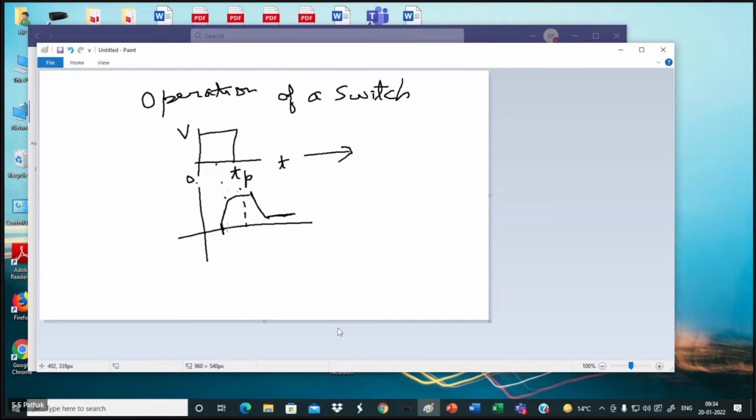What do you call these things? From here to here, this we call the response time. From here to here, I call it the response time.